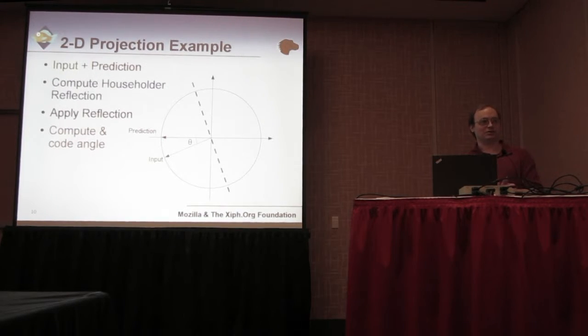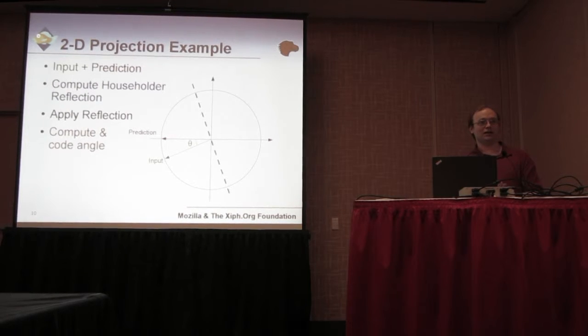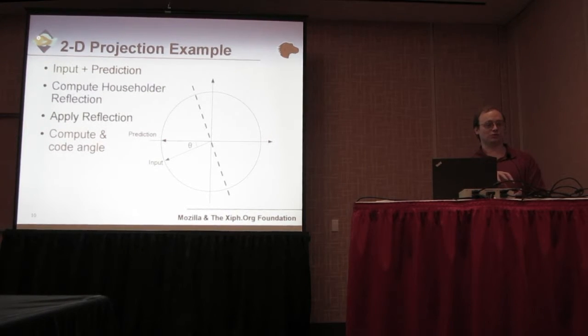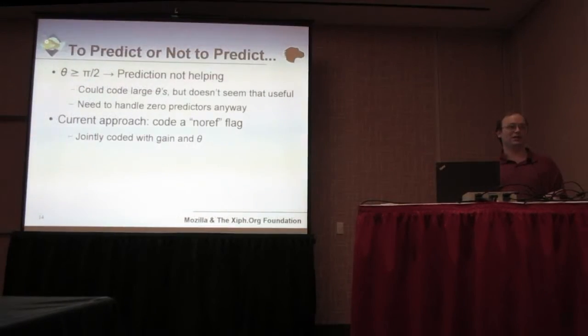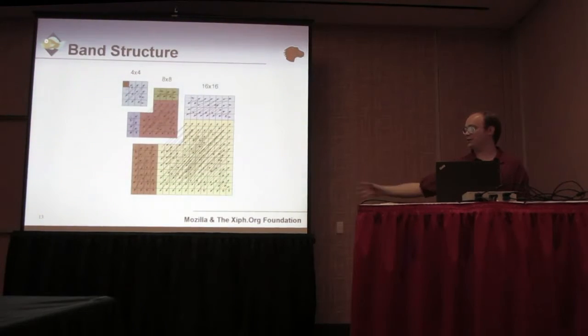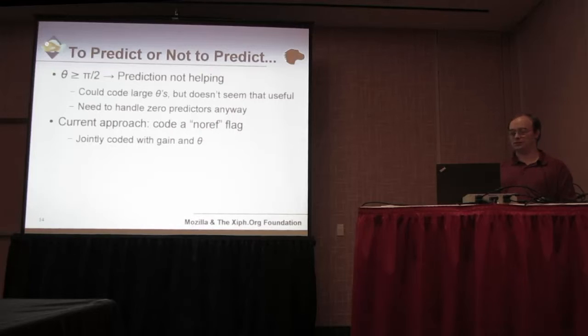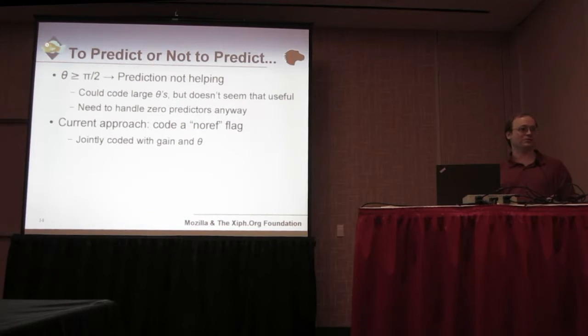And because that's now separated into its own individual parameter, I can entropy code it separately, I can give it its own probability distribution, and this makes it much easier to make it cheap to code things that are close to the predictor and expensive to code things that are far, right? It's very common in one of these bands, like that entire high energy band might have nothing in it, just because that's what the DCT does, right? It makes things sparse in the frequency domain. So our current approach is that we actually code an extra flag that's called no ref, which means don't use a reference, and that's jointly signaled with gain and theta.